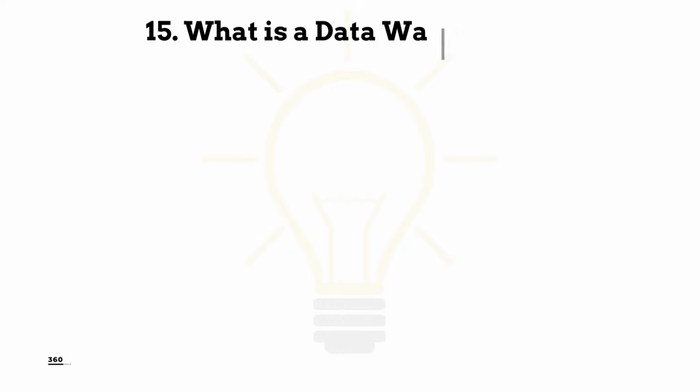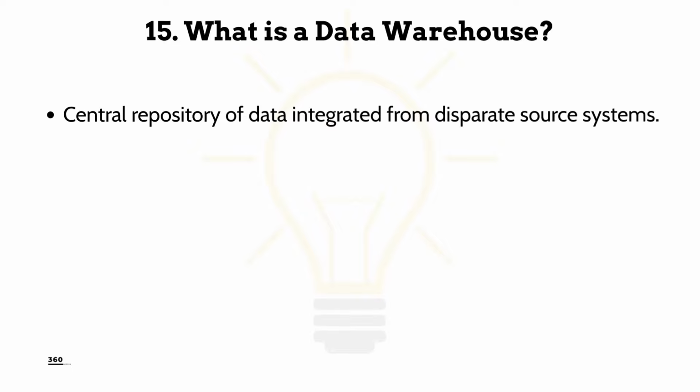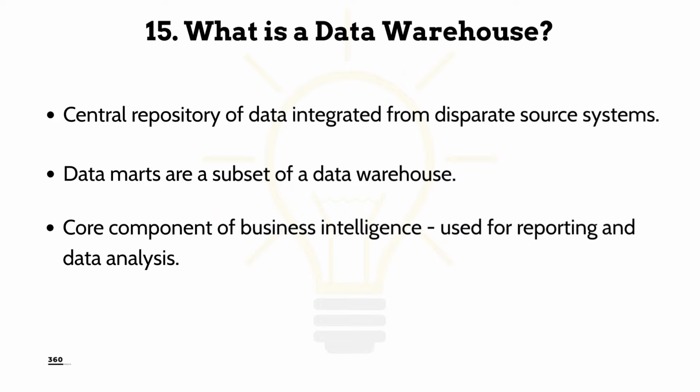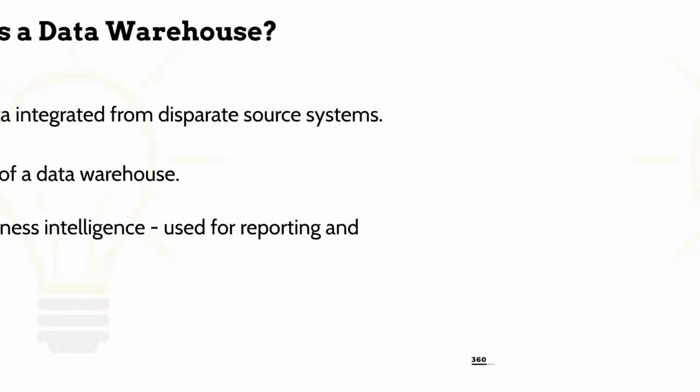Question 15. A data warehouse. Think of this as a central repository of data which comes from multiple sources of information. The data is integrated from one or more disparate sources. In the data warehouse there are subsets of data which are called data marts. These data marts are built to contain information which is specific to an organization's business unit. For example, HR, finance and marketing. Data warehouses are the core component of business intelligence and are used for reporting and data analysis.